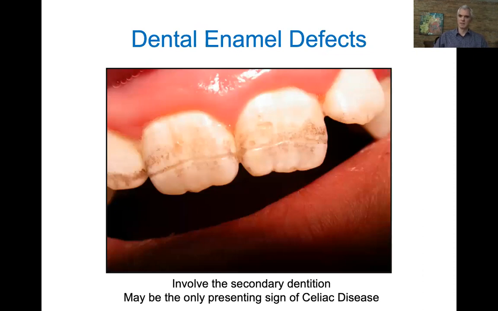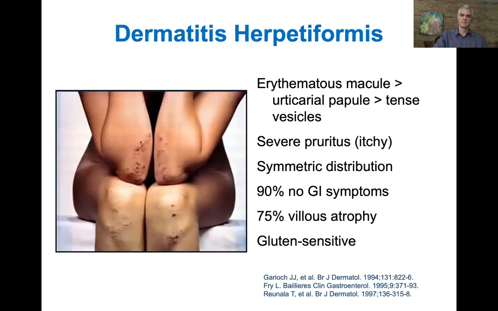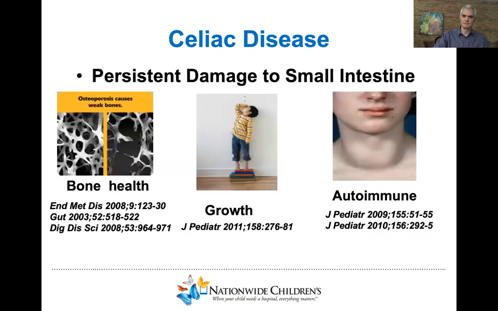Here is the dental enamel defects involving the secondary dentition. Sometimes this can be the only presenting sign of celiac disease. Here we see the characteristic rash called Dermatitis Herpetiformis. This can be macular, papular, or vesicular. It's usually quite itchy, and there's a symmetric distribution, but up to 90% have no GI symptoms. If they undergo endoscopy, about 75% have the typical villus atrophy. And this is gluten sensitive, so this rash will go away on a gluten-free diet.